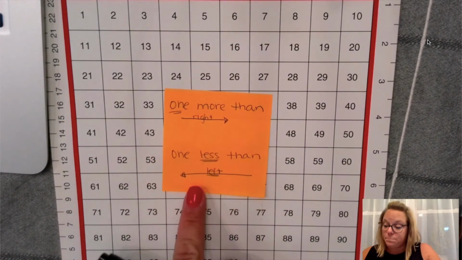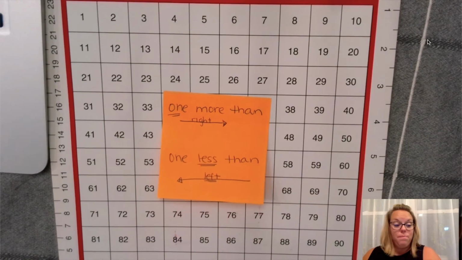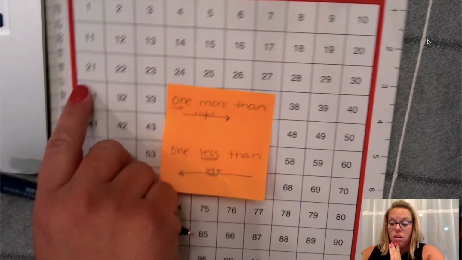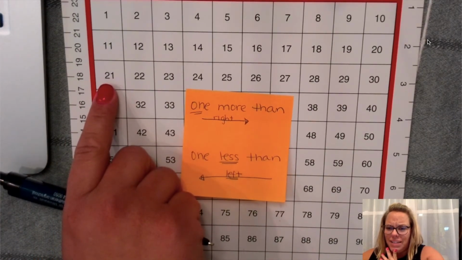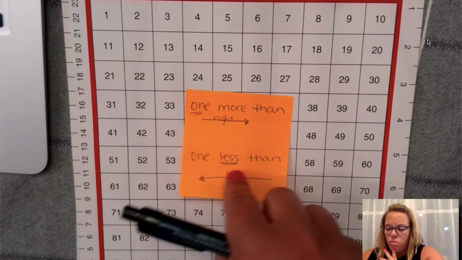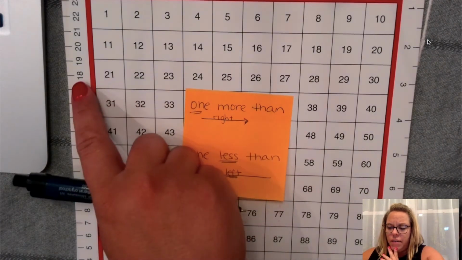Okay? Now, let's go ahead and practice a couple. Here we go. One less than 21? Can you find 21? Here's 21. What's 1 less than 21? Mrs. Friedrichs told me 1 less than, I need to go to the left, but I did.